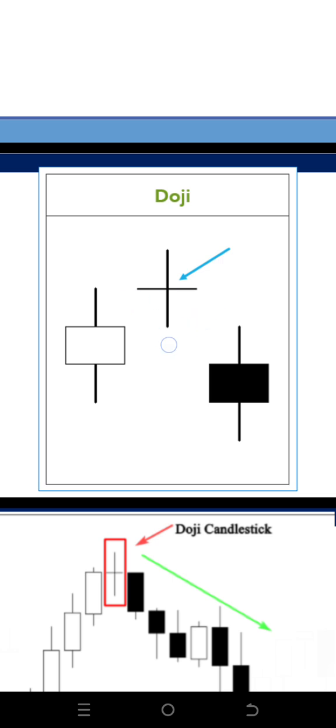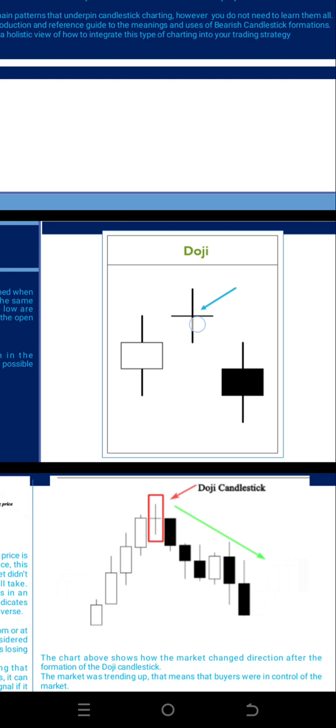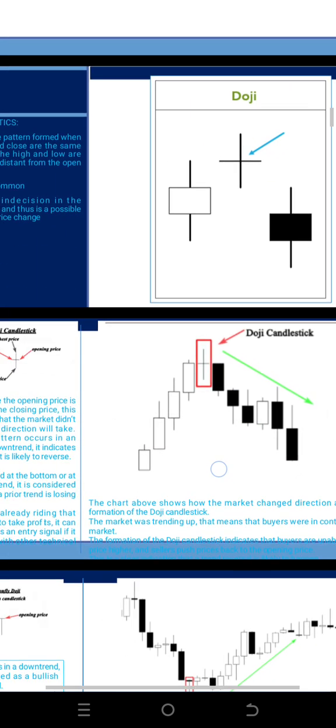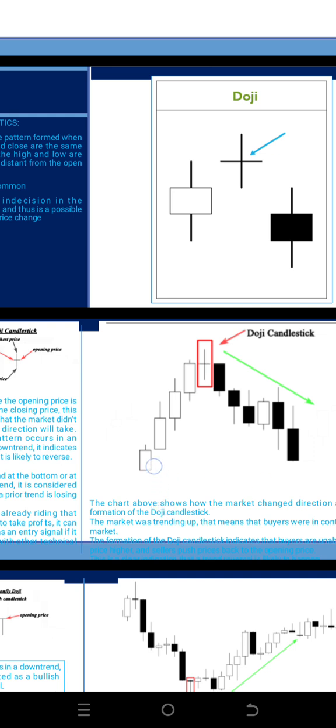You understand? This can occur at the top of a trend. When it happens at the top of a trend, it's telling you that price wants to what? Reverse. Look at it here. Look at the sample. Price was going up. The moment this doji candle appeared, it is a signal that price wants to reverse. Can you see? Price started coming down.